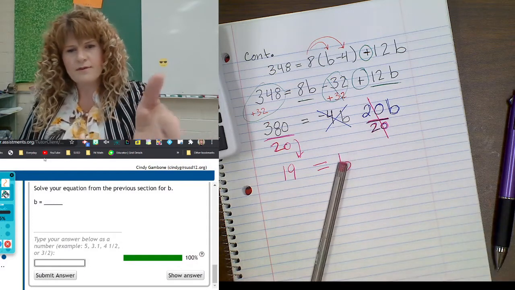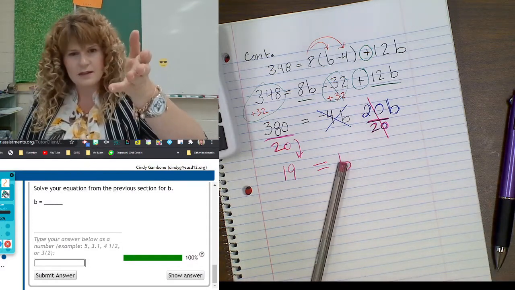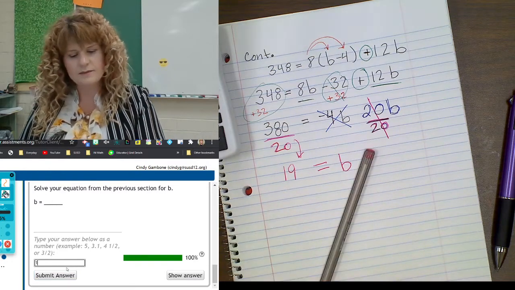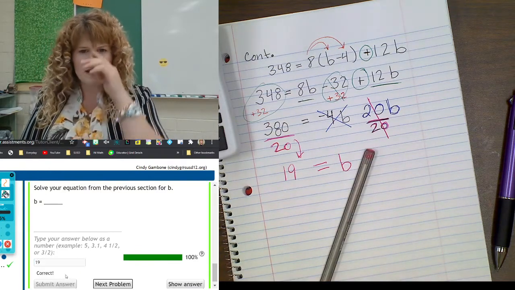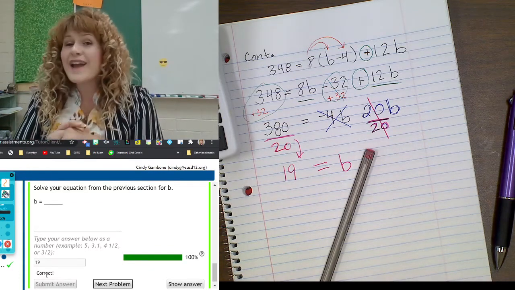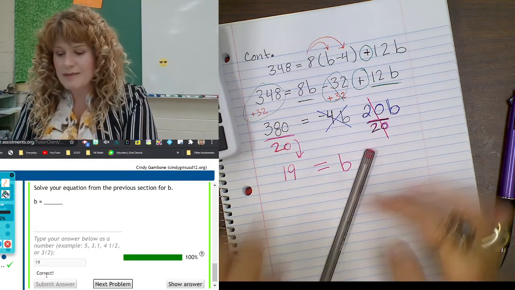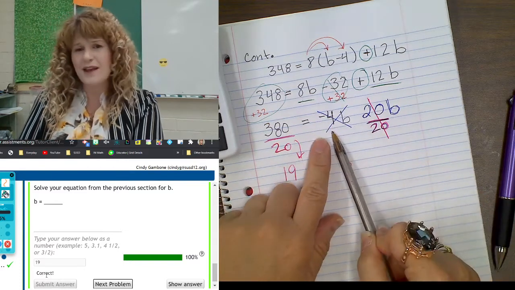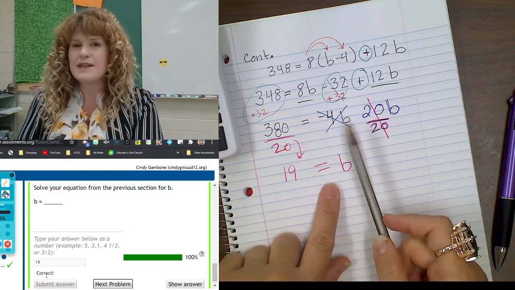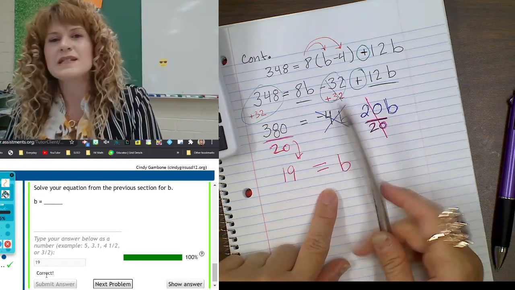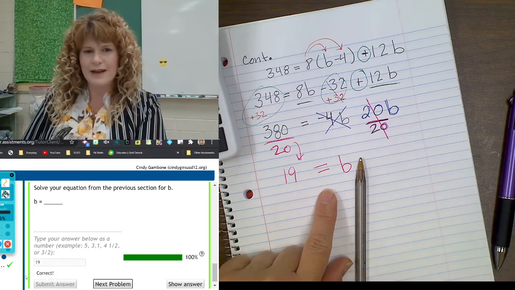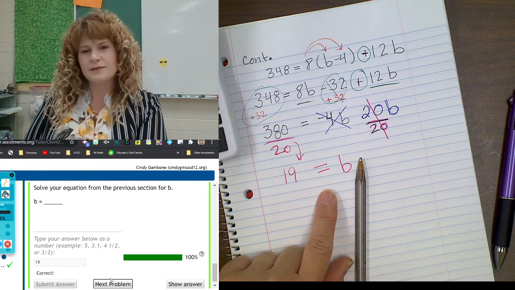Okay, so when we solve for b, we have to put our answer in. And I got b equals 19. Submit answer. Ding! It says correct. If I kept going with my mistake, I would have had a negative answer. And I right away thought, oh my gosh, b can't be negative because b is the cost of the beakers. They're not giving them away with money back. It had to be positive.